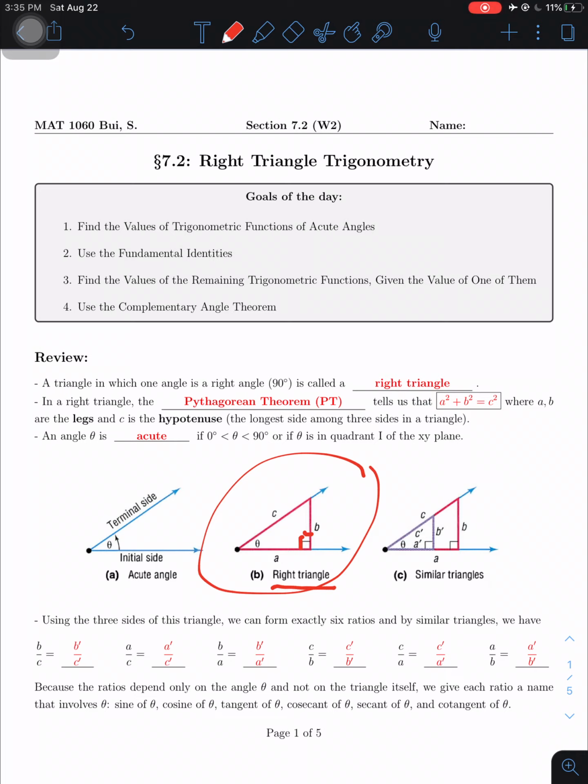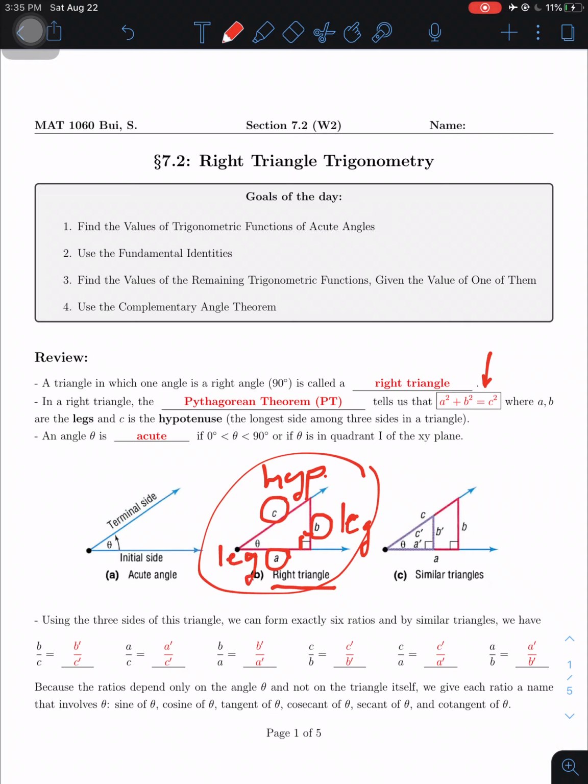In the right triangle, we have a very important theorem, the Pythagorean theorem, or in this class, for shortcut, I'm going to call it PT. It tells us that a squared plus b squared equals c squared, this formula right here in the box. C is the hypotenuse, the longest side among the three in the triangle. A and b are the legs. For this picture, b is the shorter leg and a is the longer leg.